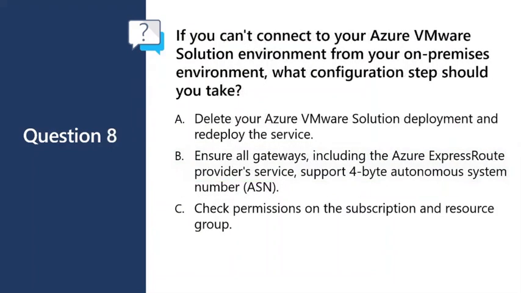Next one. If you can't connect to your AVS environment from your on-premises environment, what configuration step should you take? I delete everything. Yes. No. Yeah, if I can't connect to it, I don't need it. No, it's okay. Delete and start over. It takes 3 to 4 hours to deploy. So, yeah. Ensure all the gateways, including the Azure ExpressRoute provider, are supporting the 4-byte ASN.